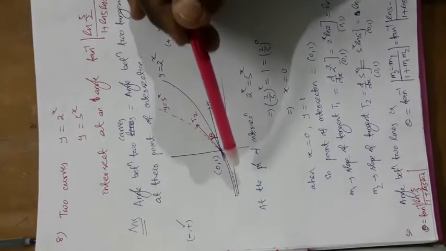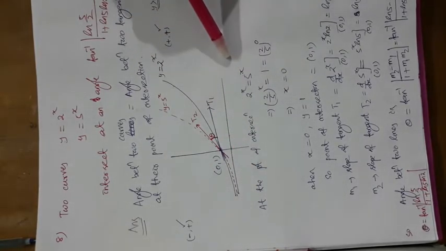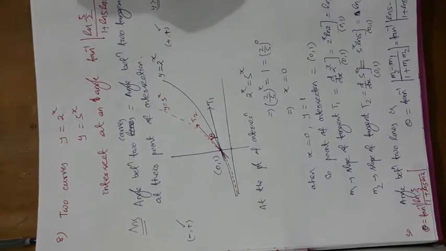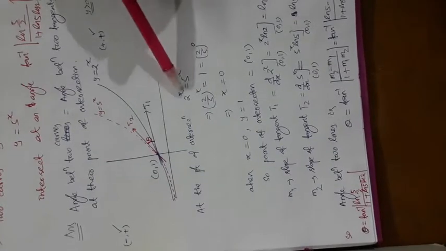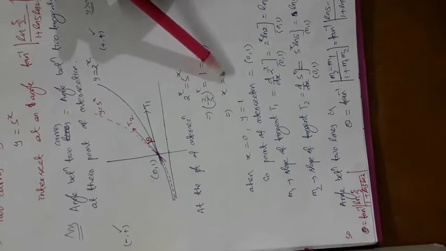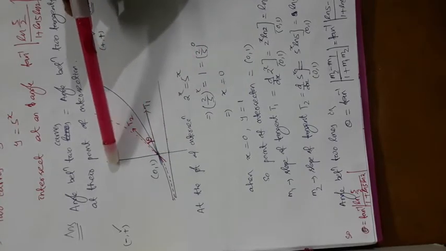We have to find it. At the point of intersection, 2^x is equal to 5^x. Suppose we divide, so 2^x by 5^x is equal to 1, (2/5)^x is equal to 1, which is equal to (2/5)^0. So x is 0. When x is equal to 0, y is equal to 1. So the point of intersection is (0, 1), which is on the y axis.